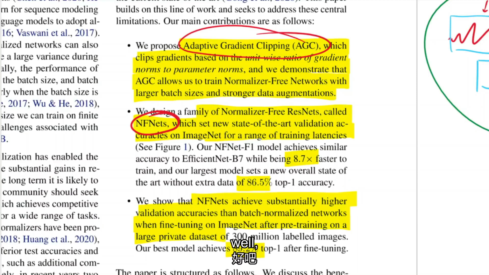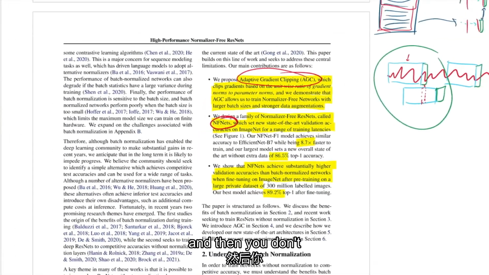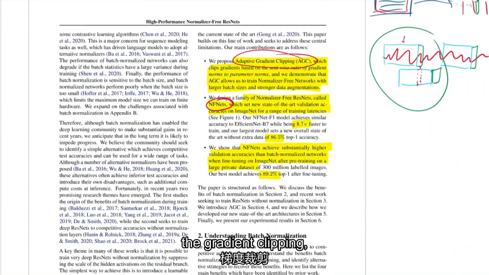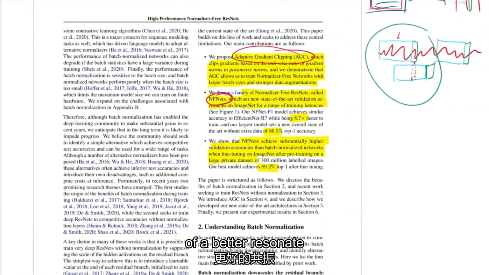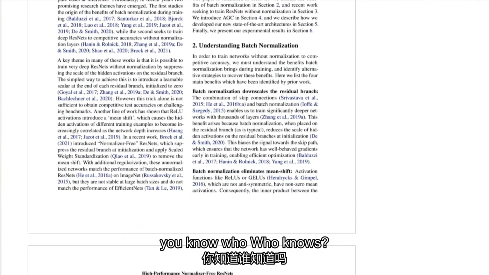Of course, they would say, well, since it's normalizer free, we can build some, but I don't see why you couldn't just do better architecture search for classic batch normed networks. So it seems like, and then you don't know where the gains actually come from, whether you need the gradient clipping or whether the contribution here is actually to figure out a better ResNet architecture. You know, who knows?